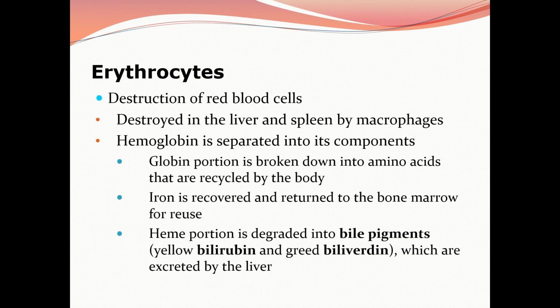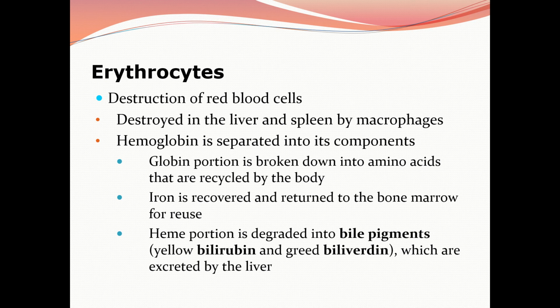Since the erythrocytes only live 100 to 120 days, they must be degraded. So the destruction of the red blood cells occurs as they are destroyed in the liver and the spleen by macrophages. Hemoglobin is separated into its components. The globin portion is broken down into amino acids that are recycled by the body. Iron is recovered and returned to the bone marrow for reuse.